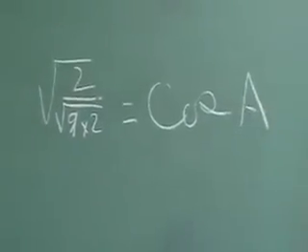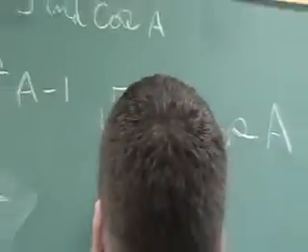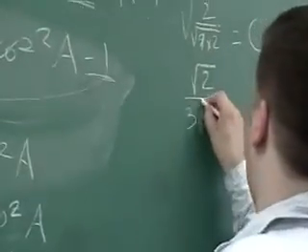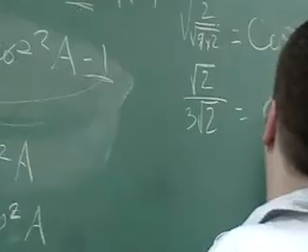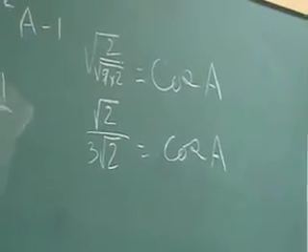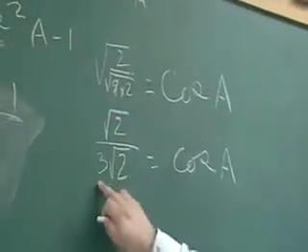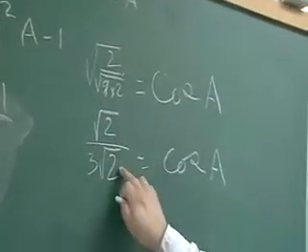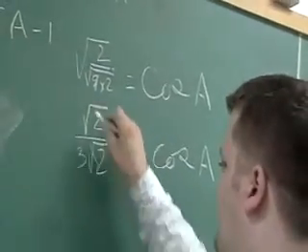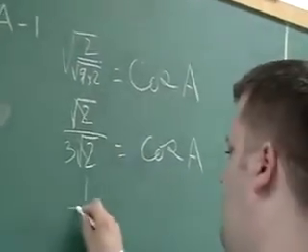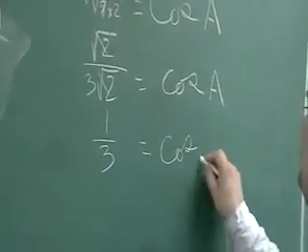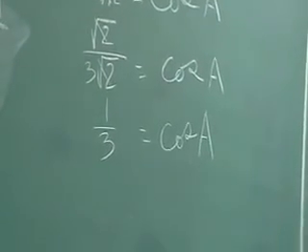So this gives you the square root of 2 over the square root of 9 times 2. Since the square root of 9 is 3, the 3 goes outside of the square root. Again, the square root of 2 over the square root of 2 is equal to 1, so we just cancel those out. That gives 1 over 3 equals cos A.